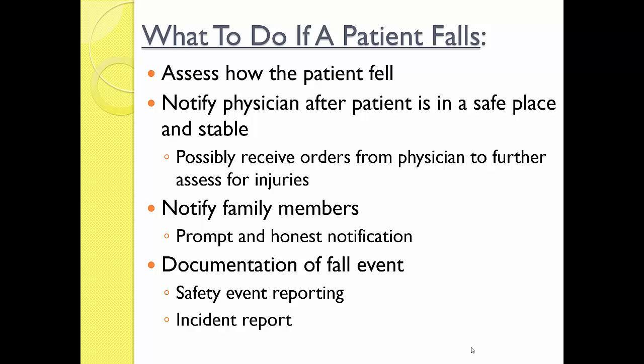And then we need to notify the family, and we need to promptly notify them of the event, honest notification, and then document the event, okay? And some facilities will call that a safety event reporting or an incident report. That can be called a couple different things. But I want to go back to the notifying the family. When you're notifying family members of an injury event, we need to always be honest, be open about what happened.